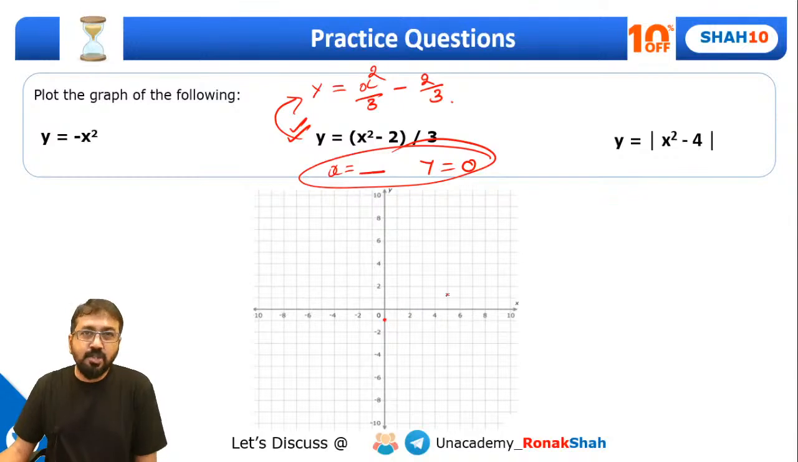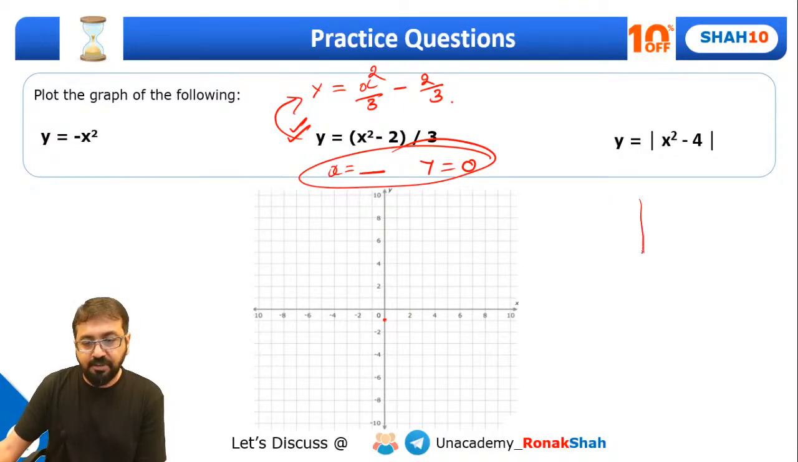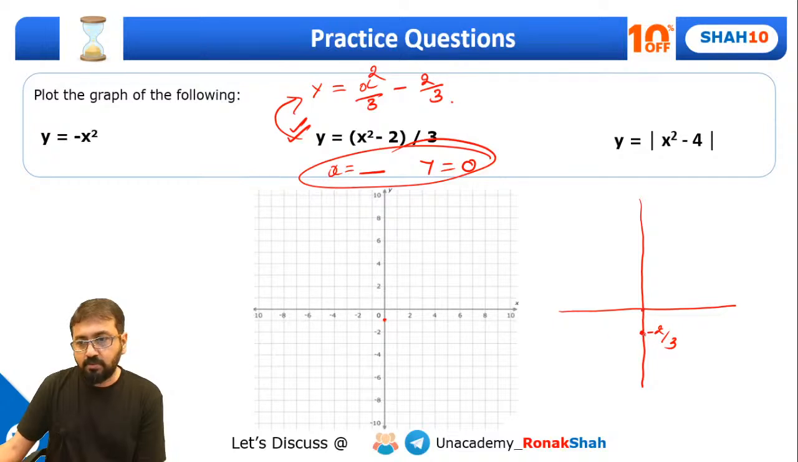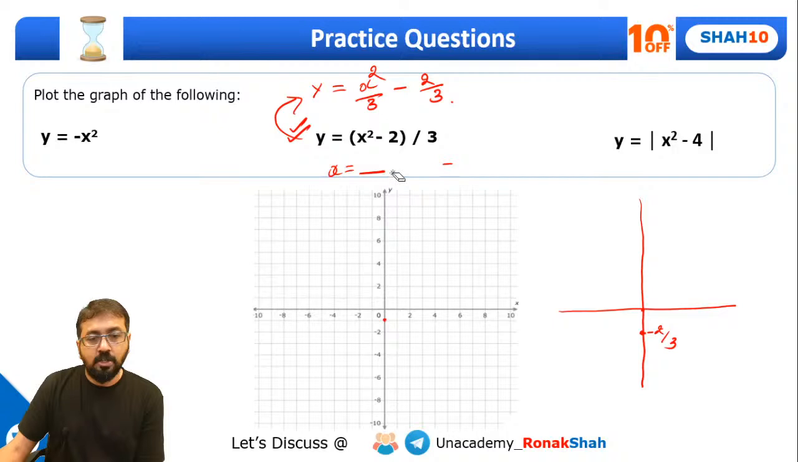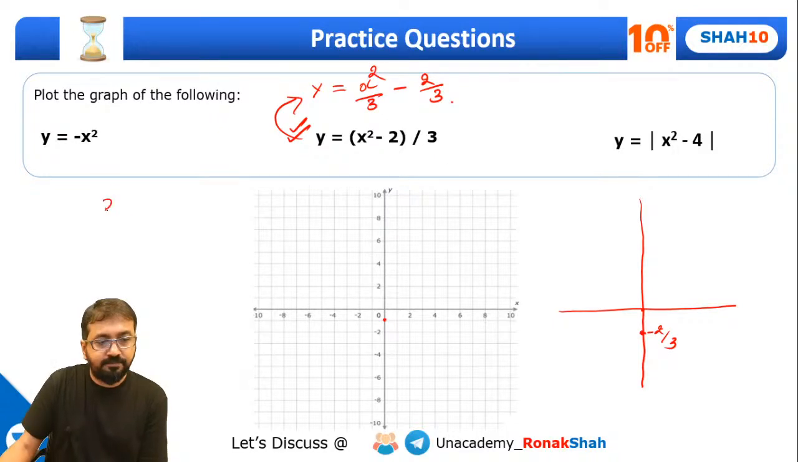Now guys, just for our convenience, I'll use a different Cartesian system so that we can plot a graph nicely. So suppose this is minus 2 by 3. So for x equal to 0, this is the value of y. So the graph will pass through this point, correct? Now for which values of x will y be 0? Can you tell me?